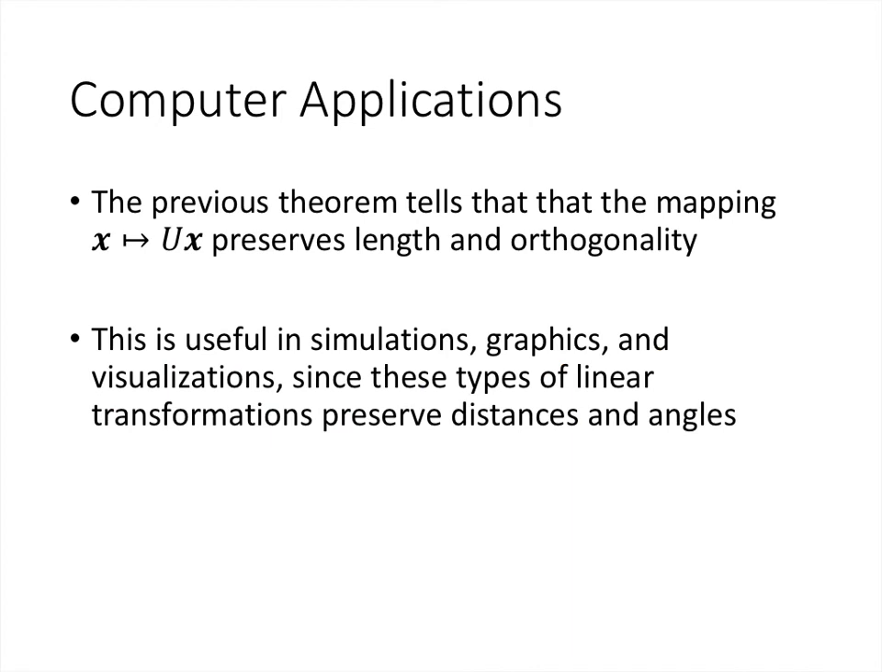So as I said before, one of the ways to interpret this theorem is that the mapping from x to Ux is a mapping that preserves length and orthogonality. And this is a useful thing when we talk about computer simulations, graphics, visualizations, because oftentimes we have a camera that's flying around, and you can imagine the transformation of rotating the camera, moving the camera, and we want to make sure that as the camera flies around, the lengths and angles being observed by the camera don't change. And so this is a very important application to talking about those kinds of simulations.